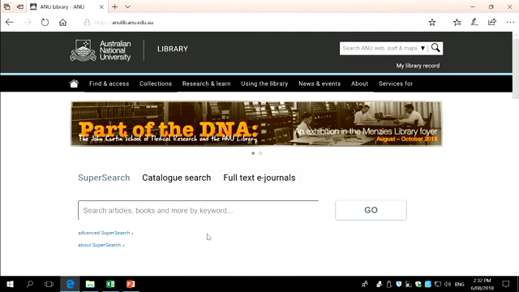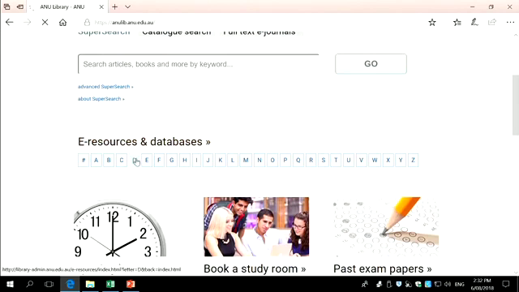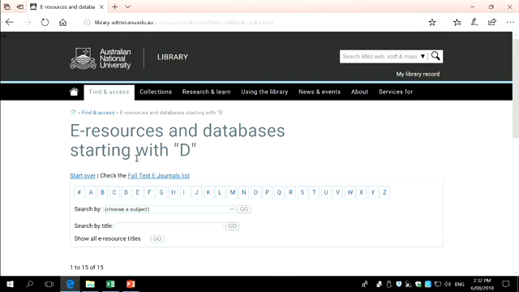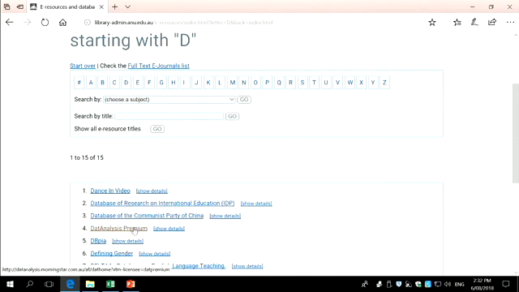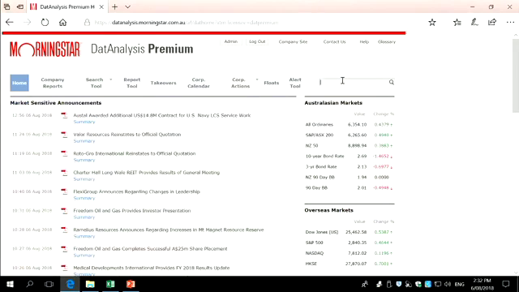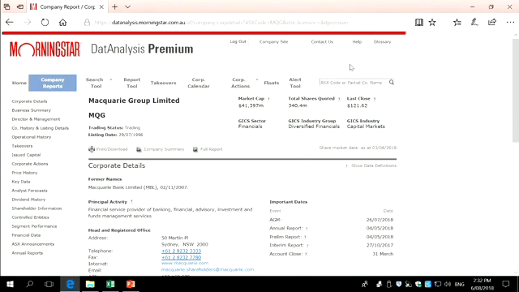Let's have a look at an example from data analysis. This is a very useful tool for us to understand some general performance or ratios of listed companies. So Macquarie Group, it used to be Macquarie Bank. It's an investment bank, so it has its business units.